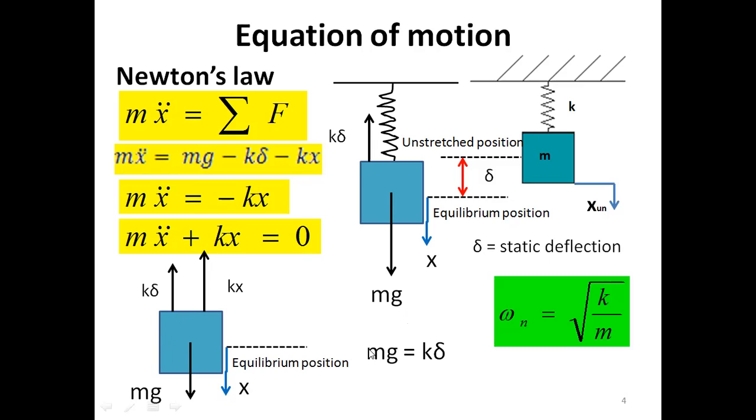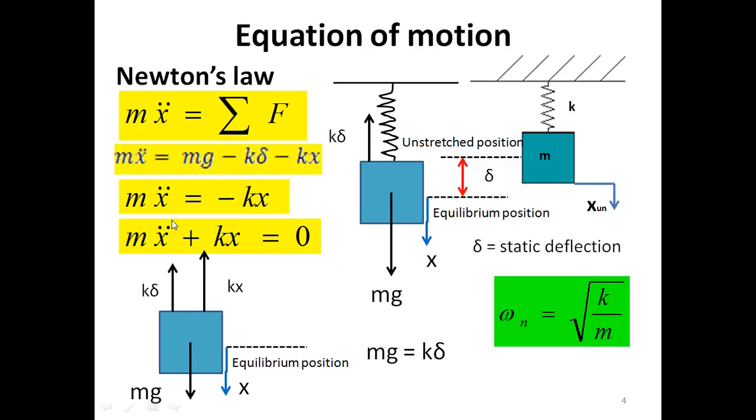But you know that from the static equilibrium, mg is equal to k delta, so these two cancel each other. So m x double dot is equal to minus kx, and after rearranging, m x double dot plus kx is equal to 0. So we got the equation of motion. But remember that in this equation of motion, x is the displacement from the equilibrium position.